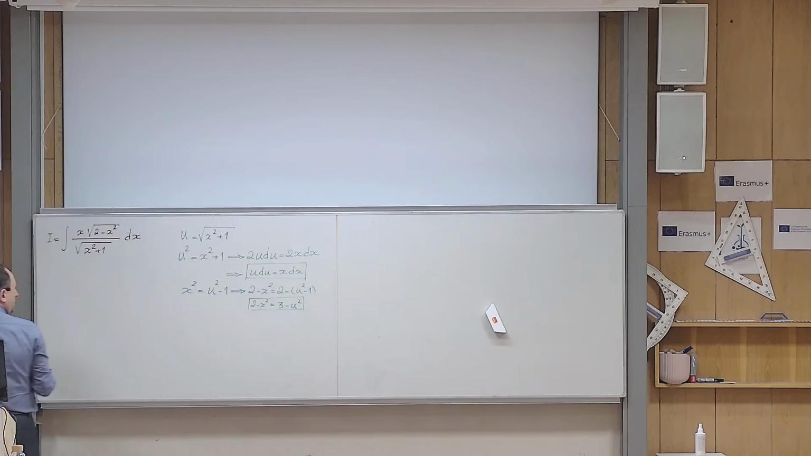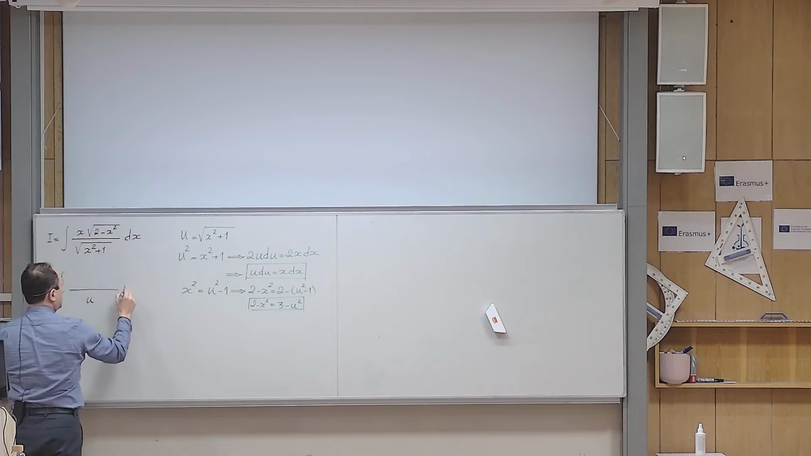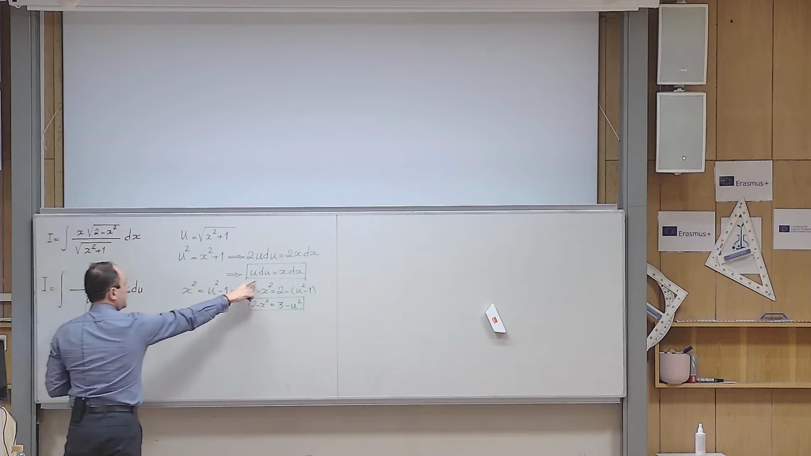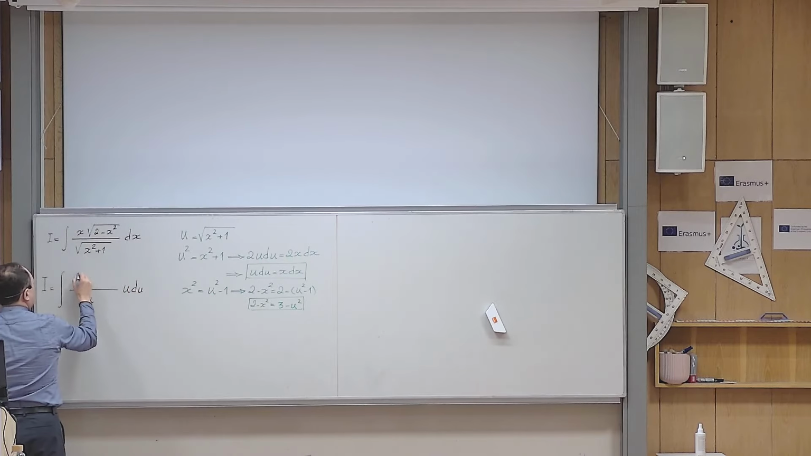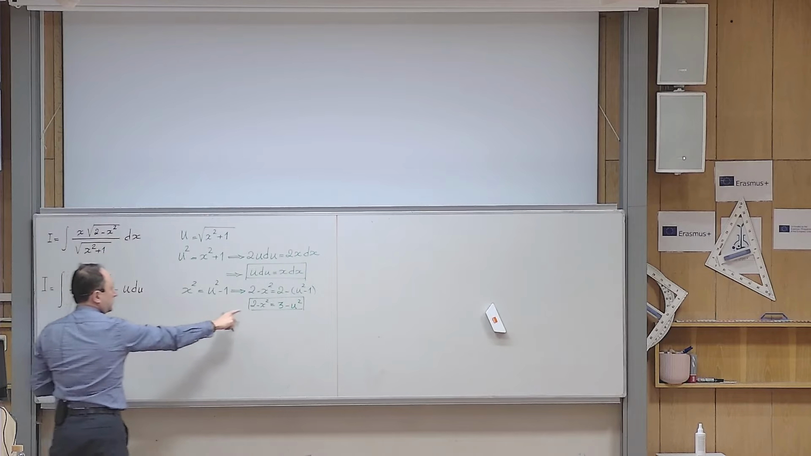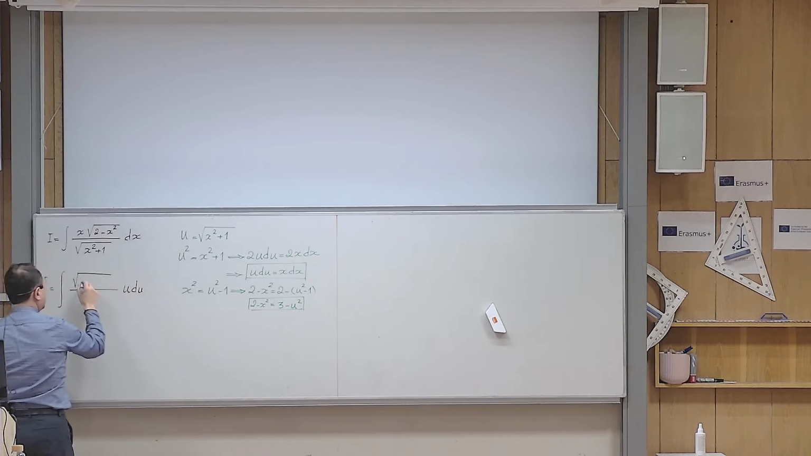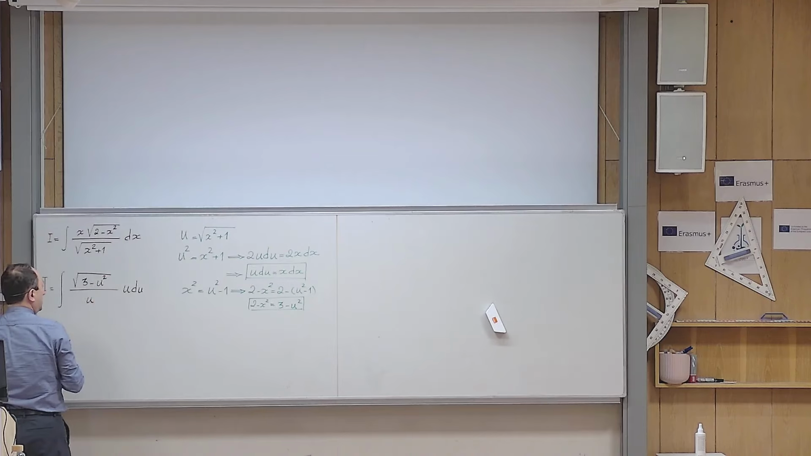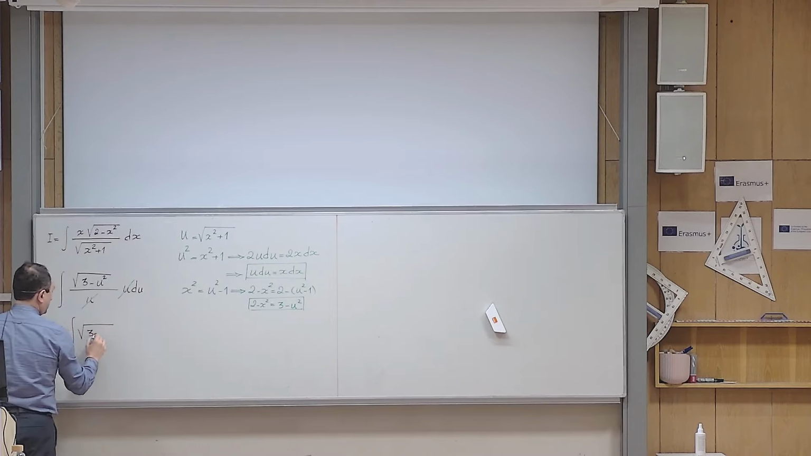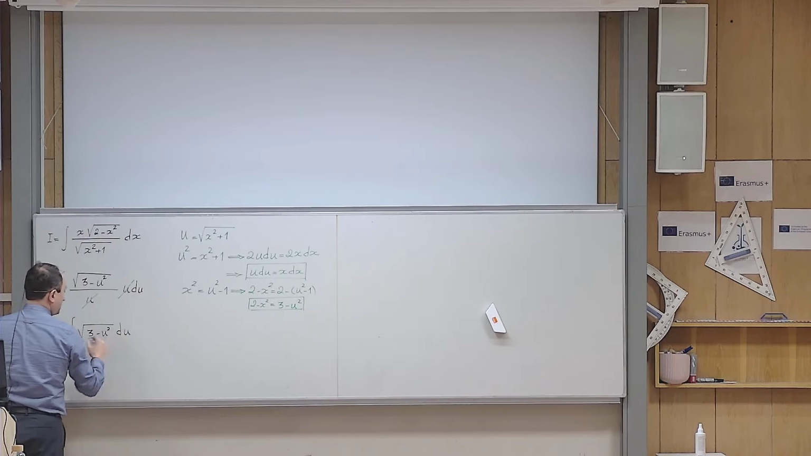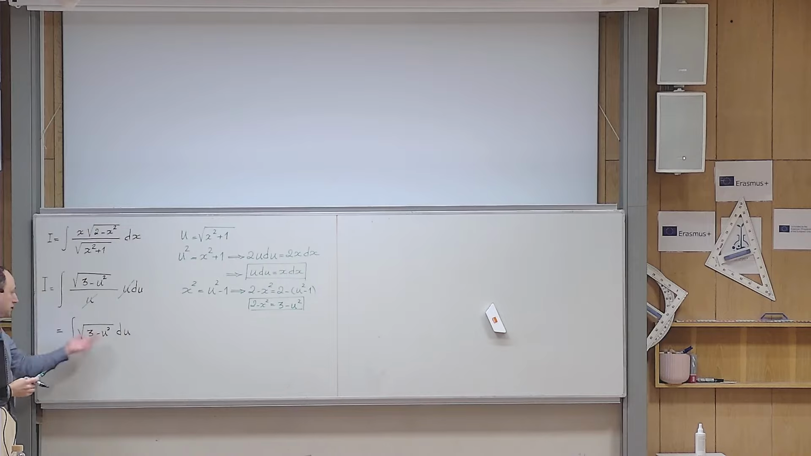Okay, so this integral, which I call I, can now be written in this form. In the denominator, I simply put u. Instead of x dx, I write u du from this relation. Then I have the square root of 2 minus x squared, which in terms of my new variable is 3 minus u squared. And then you immediately see that this u and that u cancel. So what is left is a very simple standard integral that we solve with trigonometric substitution. And this is a very famous one.